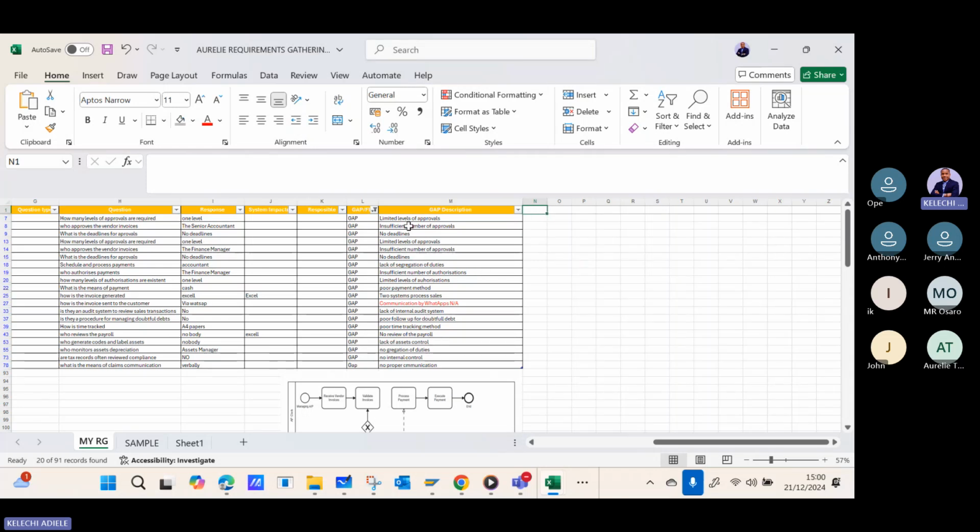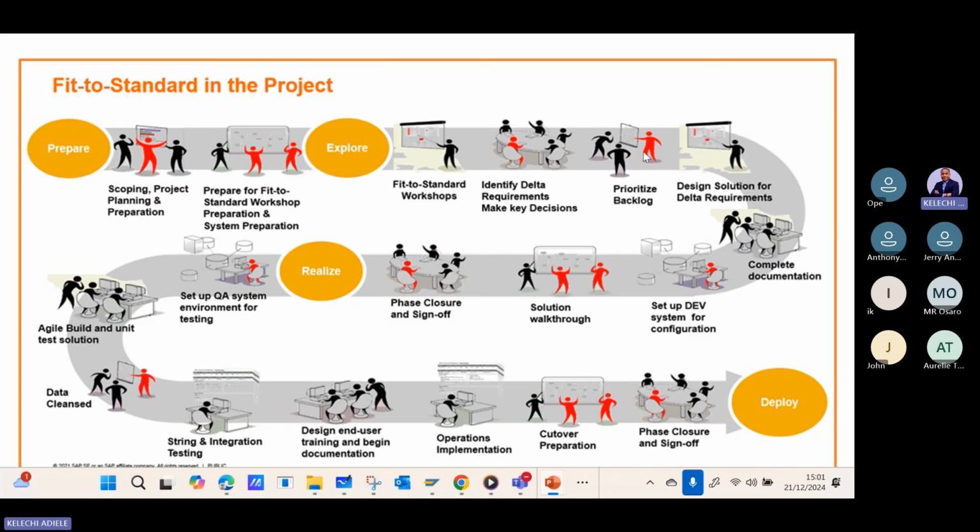You see, all these gaps do not have the same level of importance. Some might come after go live. Some are very severe. Some are must have. Some are should have. So you have to make sure you prioritize them and handle them according to their level of severity and their level of importance. That's the analysis side of fit to standard. So that's what we'll be doing in most of the explore phase. Then we move through this circle to complete.